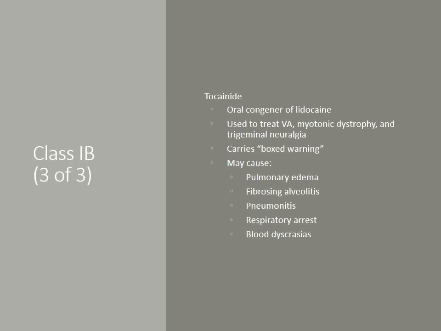Procainamide is an oral form of lidocaine. It's used to treat ventricular arrhythmias, myotonic dystrophy, and trigeminal neuralgia. It carries a box warning because of its pulmonary side effects. It can cause pulmonary disorders like pulmonary edema and respiratory arrest.